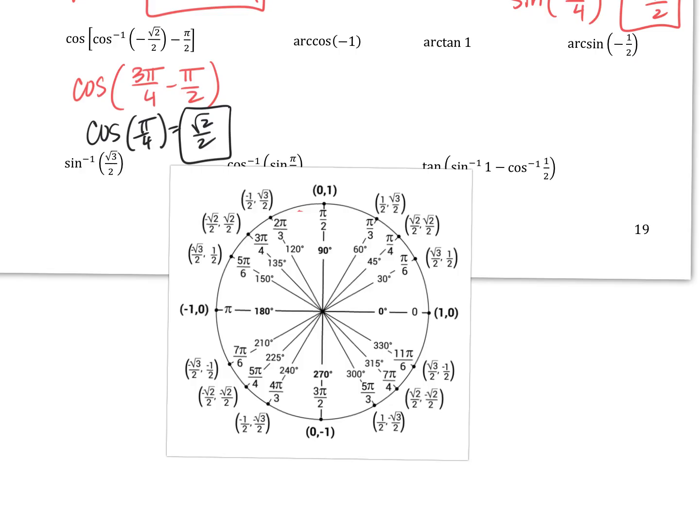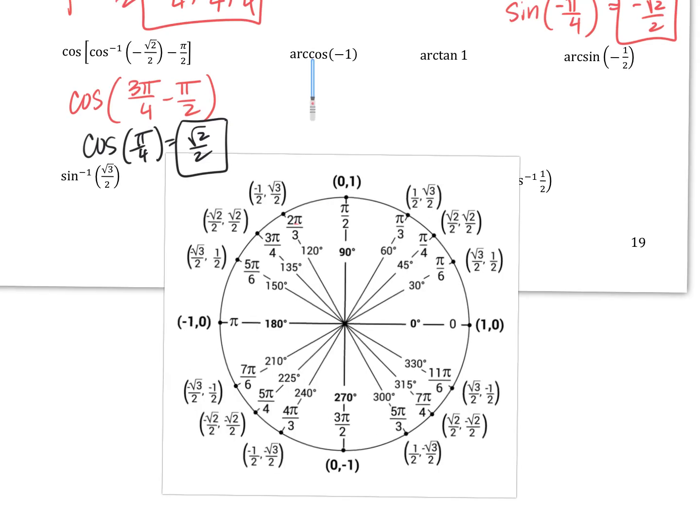Here we go. They want the radian because it's arc or inverse. At what radian is my cosine, or my x, negative 1? Pi.